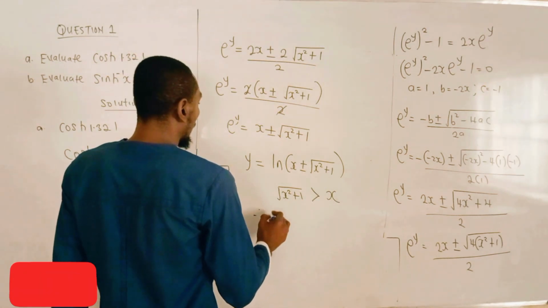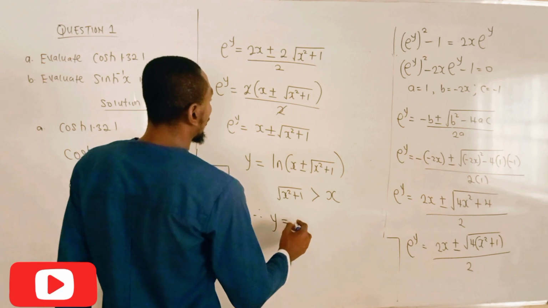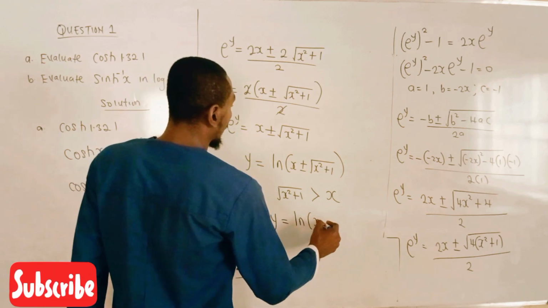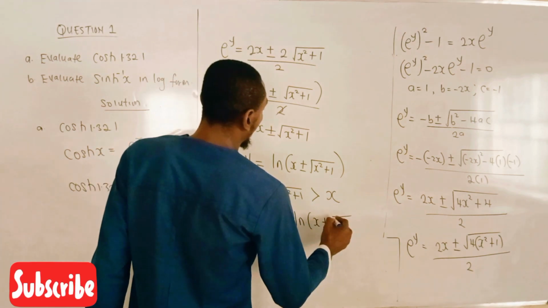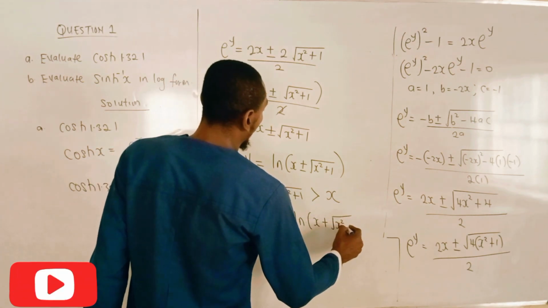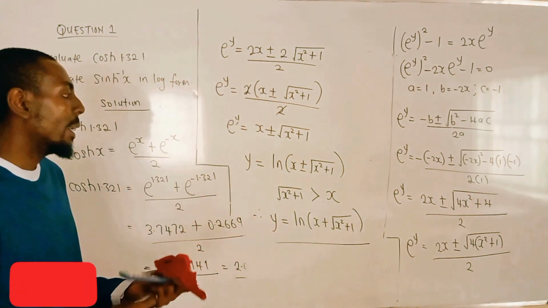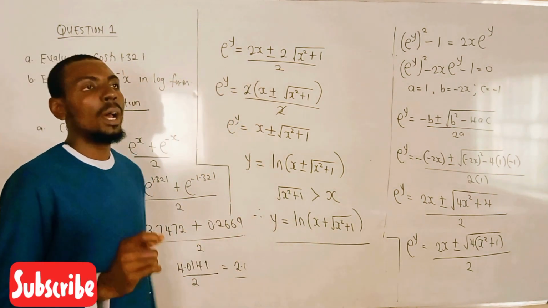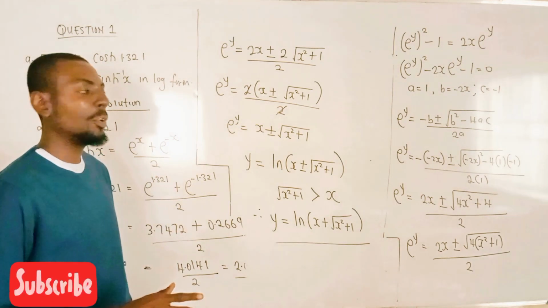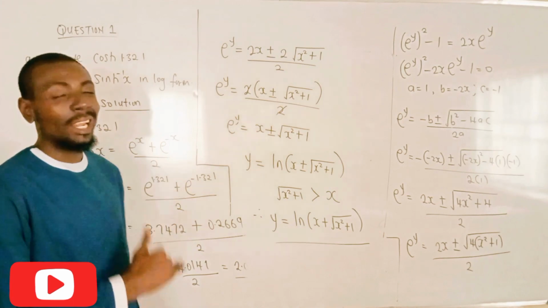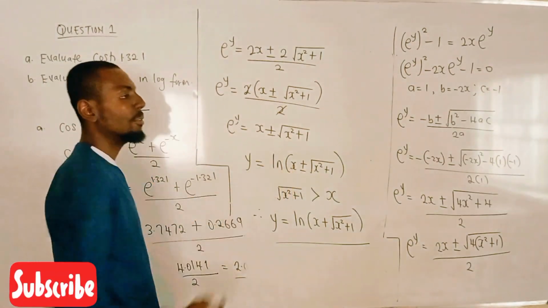Therefore, the value of y is equal to ln of x plus the square root of x squared plus 1. So the value of y has only one real value. So we're going to use only the positive and ignore the negative sign.